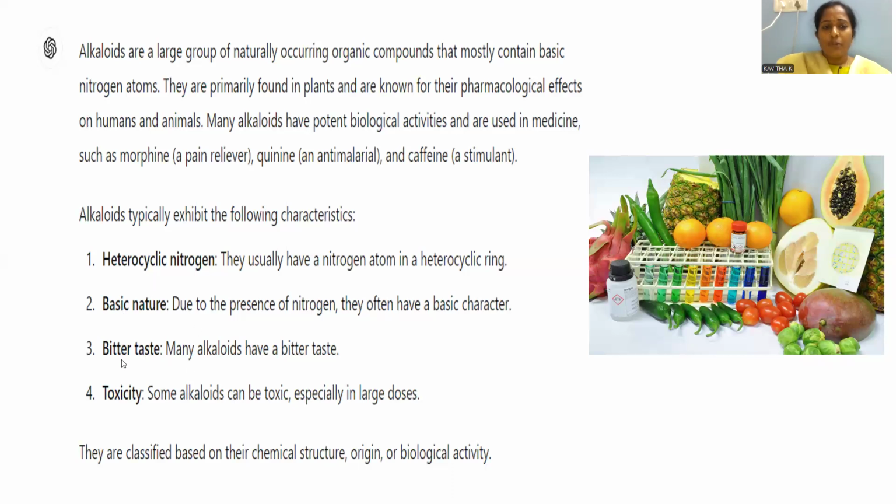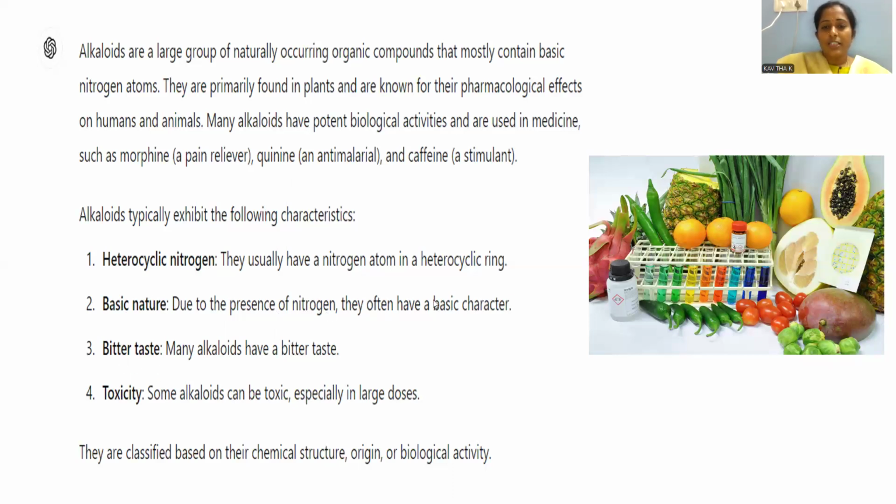What are the essential components of alkaloids? Heterocyclic nitrogen must be present. Any kind of ring system which contains nitrogen, oxygen, or sulfur is regarded as a heterocyclic compound. Heterocyclic nitrogen is the essentiality of alkaloids; they have a nitrogen in the heterocyclic ring. Then they are basic in nature. Most nitrogen containing compounds are basic, so due to the presence of nitrogen, they often have a basic character. Nitrogen imparts the basic nature to the compounds.